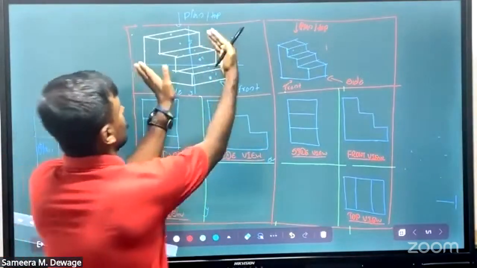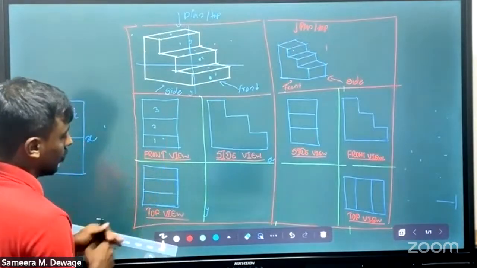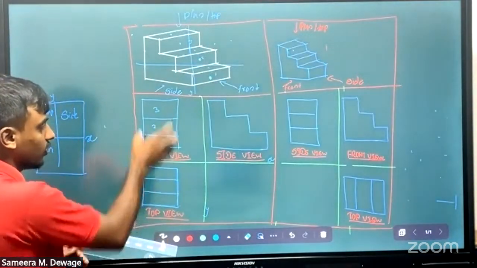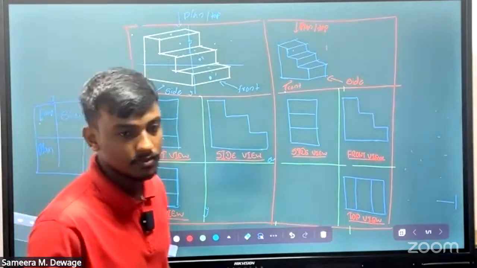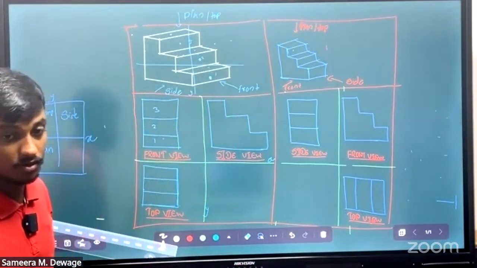This is our front view. So you need to draw the top view also according to the front view. It's a rule.